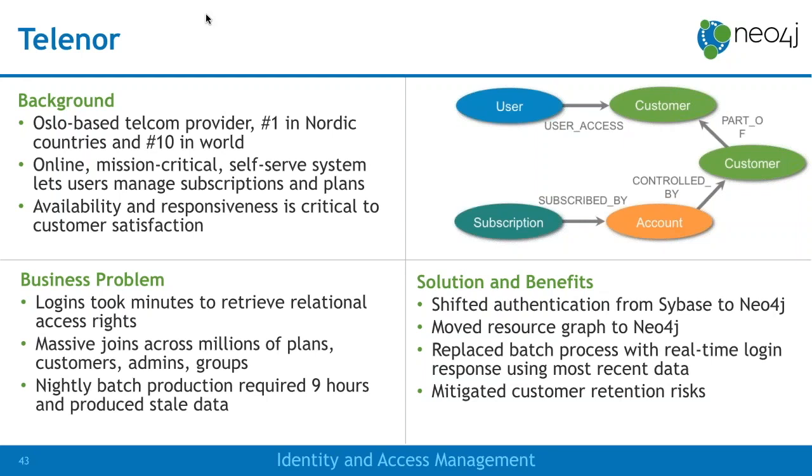And the fact is that the system they replaced was a system based on relational database structure with massive joins across millions of plans, customers, and admins. And it required almost 9 hours every night just for the batch process, and it produced very stale data. So it wasn't really up to date with their challenges. So now with Neo4j, they can enjoy real-time login response times using the most recent data, which significantly has led to mitigated customer retention risk, along with a bunch of other benefits. So that's an example of a use case and its benefits where a company has built something around Neo4j from scratch.